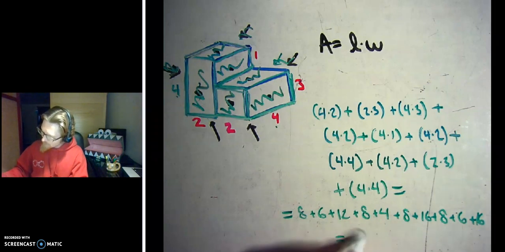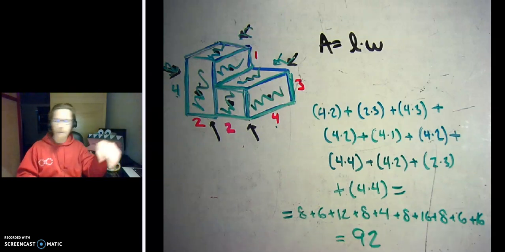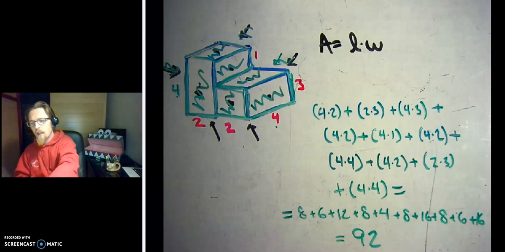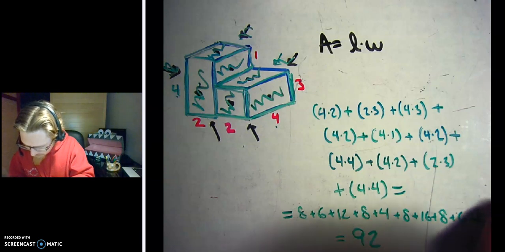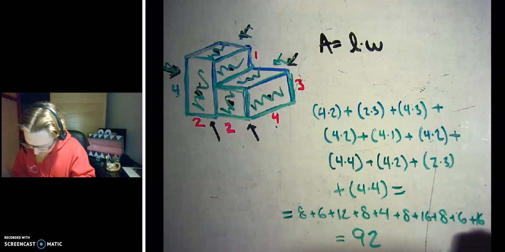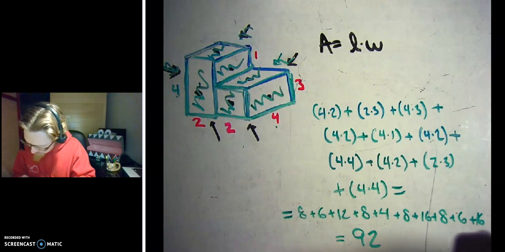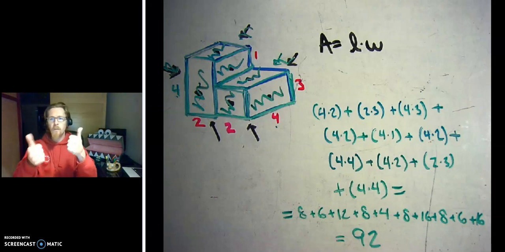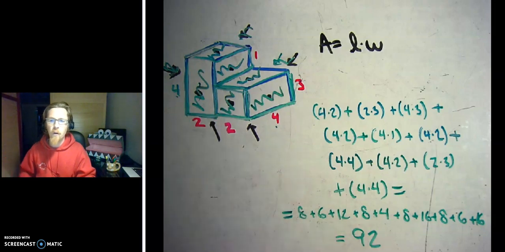92. And I can confirm using a calculator. Let me just grab one of those really quick and we can add it up. It's always good to double check your work with technology if you have it handy. 8 plus 6 plus 12 plus 8 plus 4 plus 8 plus 16 plus 8 plus 6 plus 16 is 92. So we did it. We got the surface area by adding up the areas of all of the faces.